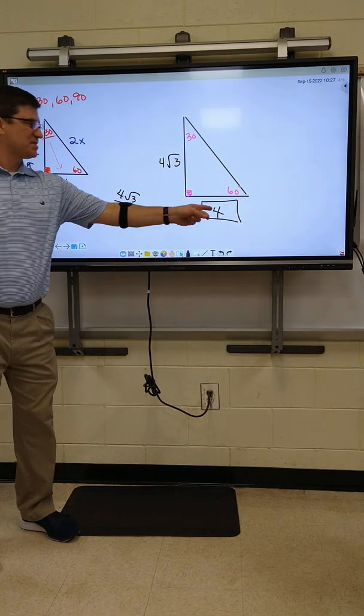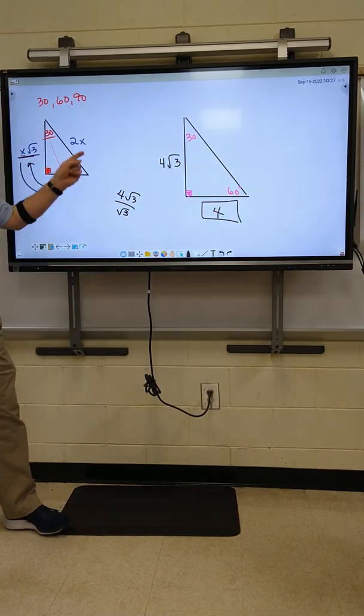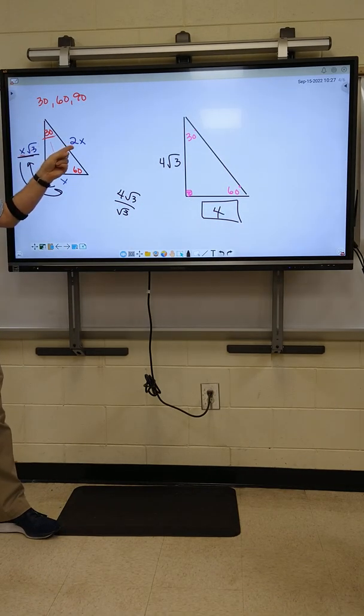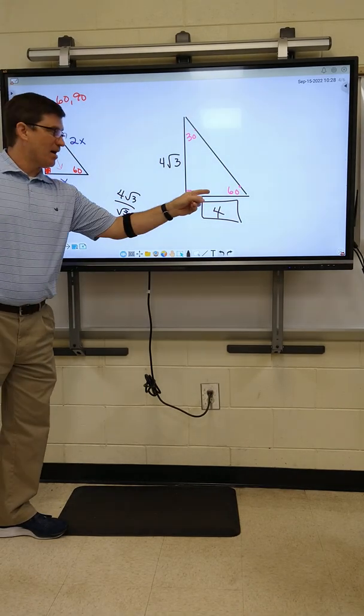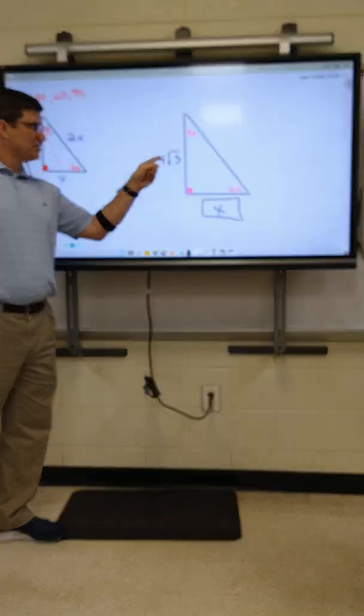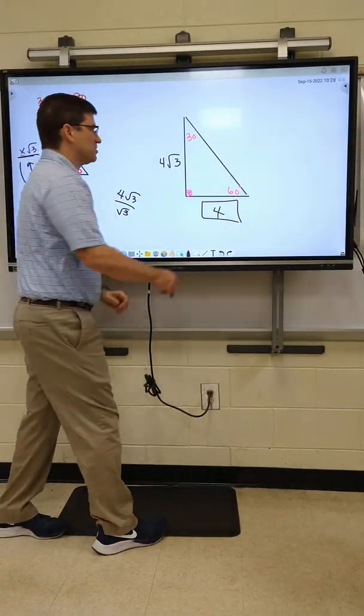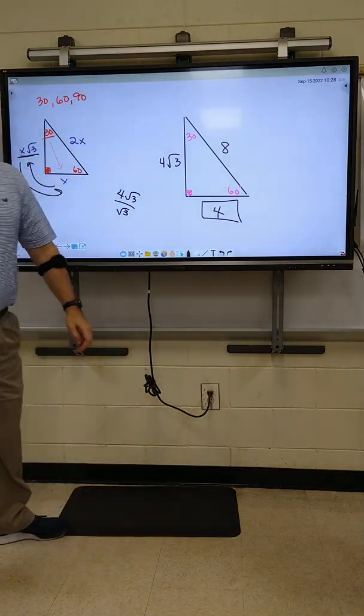All right, if I know the 30-degree side is 4, what's the hypotenuse going to be? 8. Yeah, it says times it by 2. You times this by 2, not the 60-degree side, the 30-degree side. So that's 8.